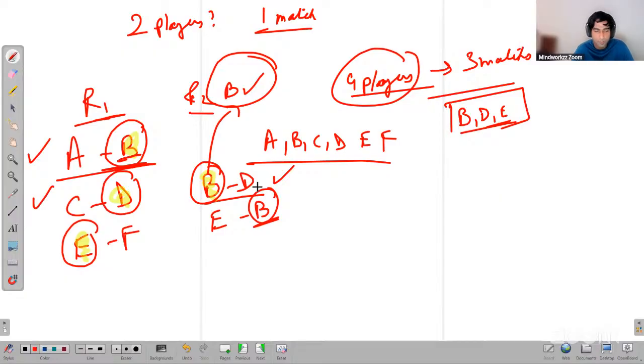The knockout tournament concept is that in any of the rounds, one person will play only one match. So B is playing two matches. If you end up taking D here, again D is also playing two matches. So this is something which is not possible, right? This is not possible. So that's why we introduced a concept which is known as a bye.